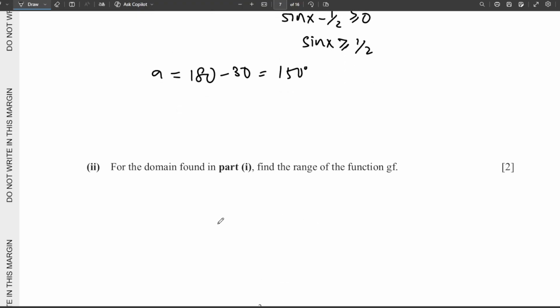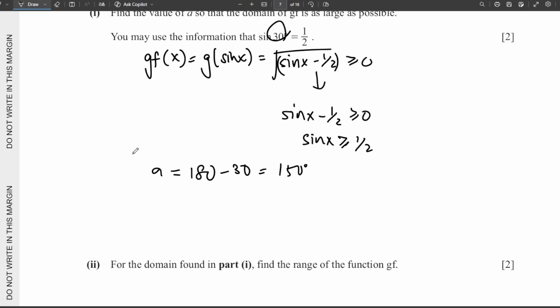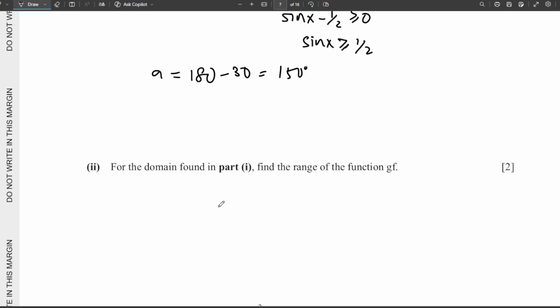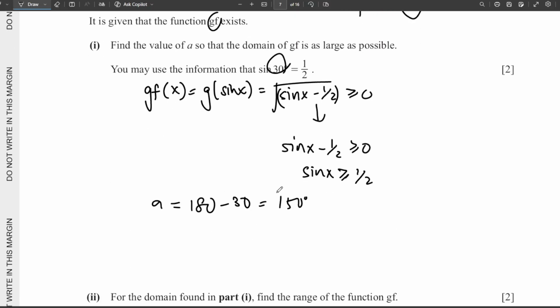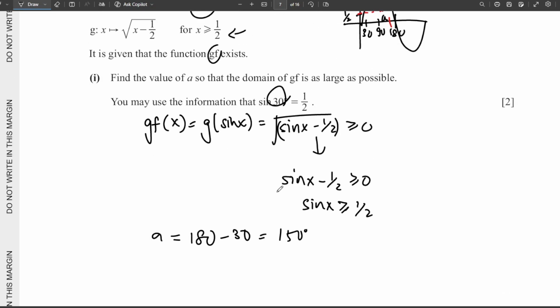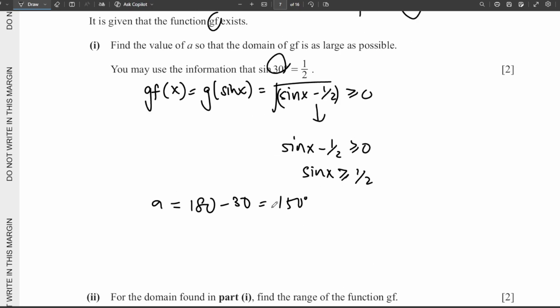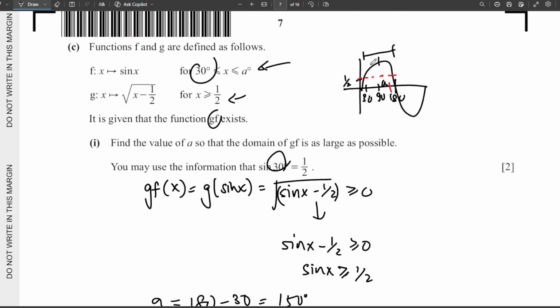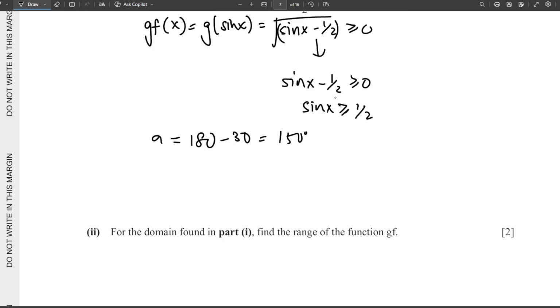For the domain of the function in part 1, find the range of gf. We know the two extreme limits already. Sine x can go up to 1 or it can be 1 over 2. Those are the two extreme limits.